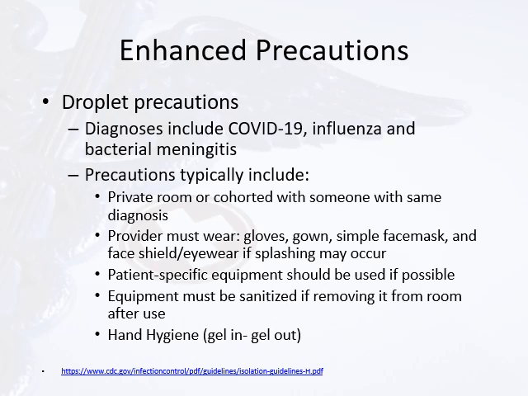Droplet precautions typically include having the patient live in a private room or possibly cohorted with someone with the same diagnosis. The provider must wear gloves, a gown, a face mask with a face shield or appropriate eyewear.